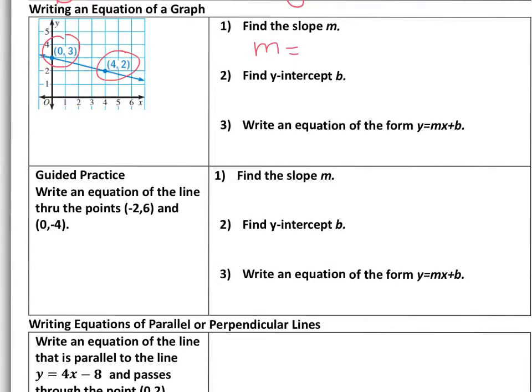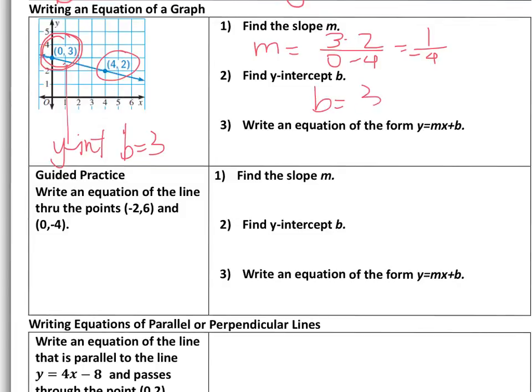Okay, so m equals 3 minus 2 over 0 minus 4, and that is 1 over -4. Okay, and then here we have a point 0,3. So remember, when x is 0 and the point is lying on the y-axis, this must be the y-intercept. So b is 3. Again, using the slope-intercept form, just sub in -1/4 for m and 3 for b. That's your answer.